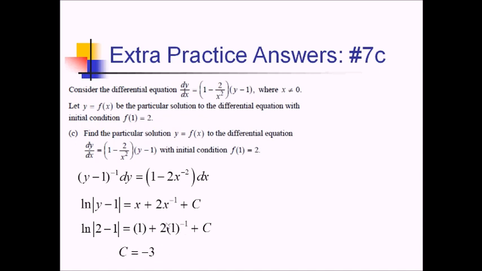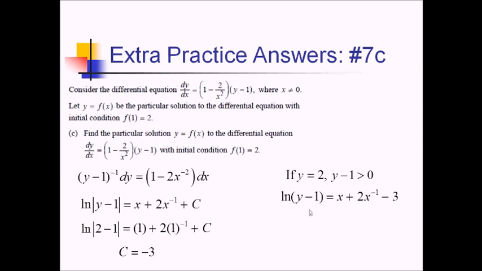I'm about to plug that back in for my c value, but first let me figure out what I'm doing with this ln here with the absolute value. If my initial condition has a y value of 2, that means this y minus 1 stuff inside the absolute value is positive, which means I can just replace the absolute value with a parentheses without negating anything. So I'm going to write ln of just parentheses y minus 1 equals, and now I'm going to have x plus 2x to the negative 1, and then minus that c value of 3.